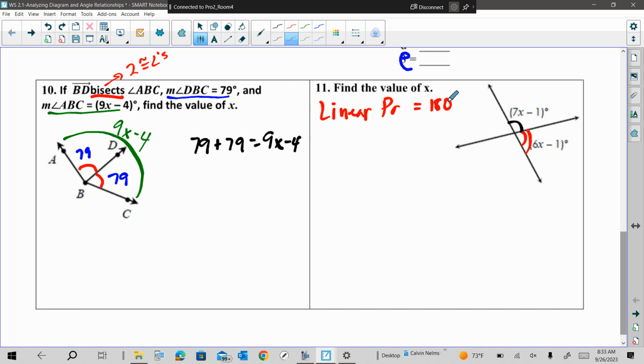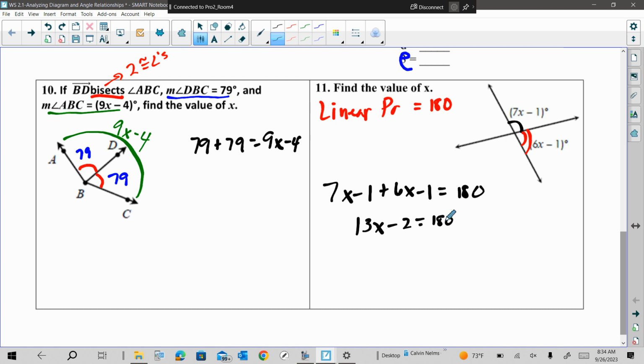So I'm going to put the equation 7x minus 1 plus 6x minus 1 equals 180. Yes, 7x minus 1 plus 6x minus 1 equals 180. 13x minus 2 equals 180. You're right. Simplify and solve.